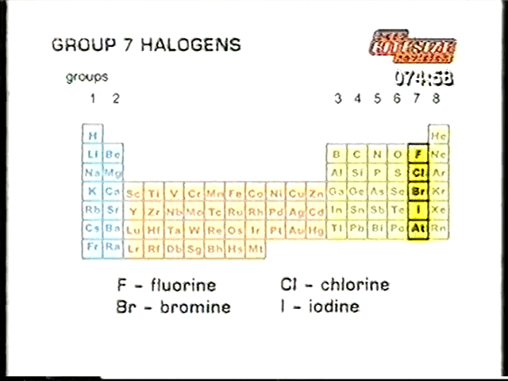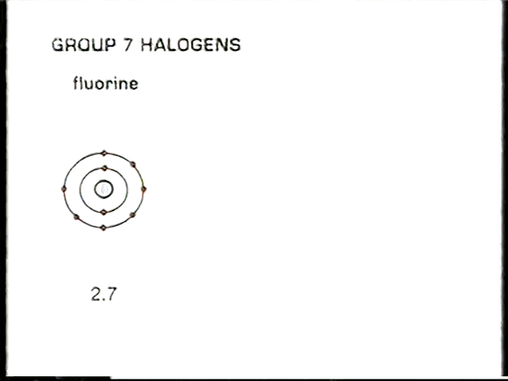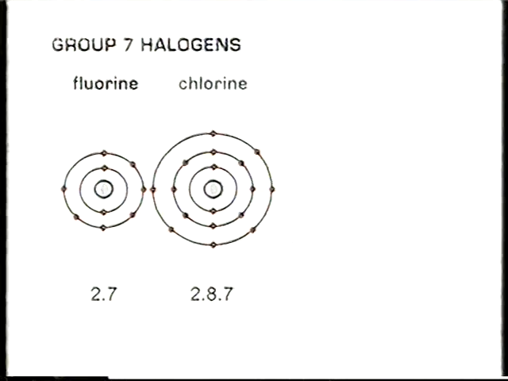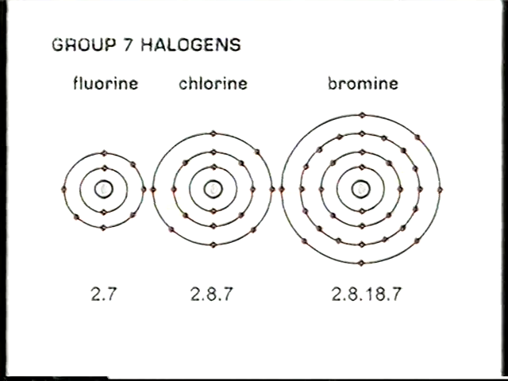So why are the halogens so reactive? By their position in group 7 of the periodic table, we know they've all got 7 electrons in their outer shell. Fluorine has 2 and 7 electrons. Chlorine has 2, 8 and 7 electrons. Bromine has 2, 8, 18 and 7 electrons, and so on. In each case, that one missing outer electron makes each halogen desperate to combine with something else, which is why they're so reactive.